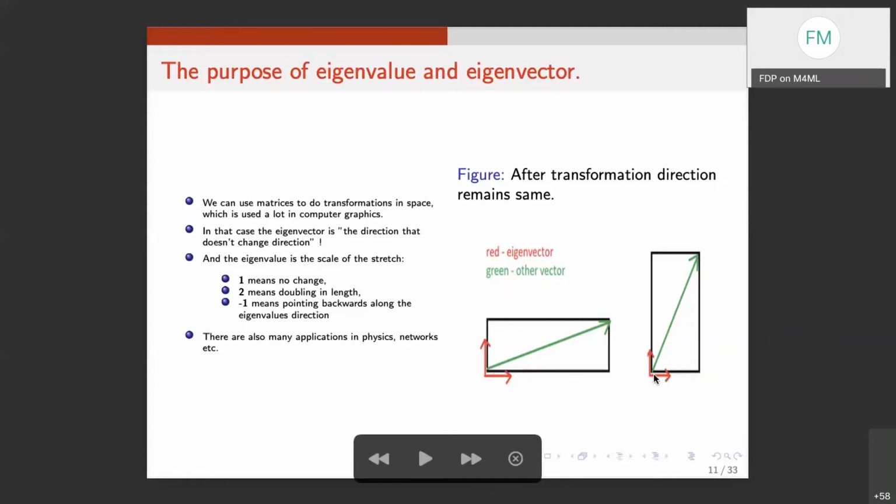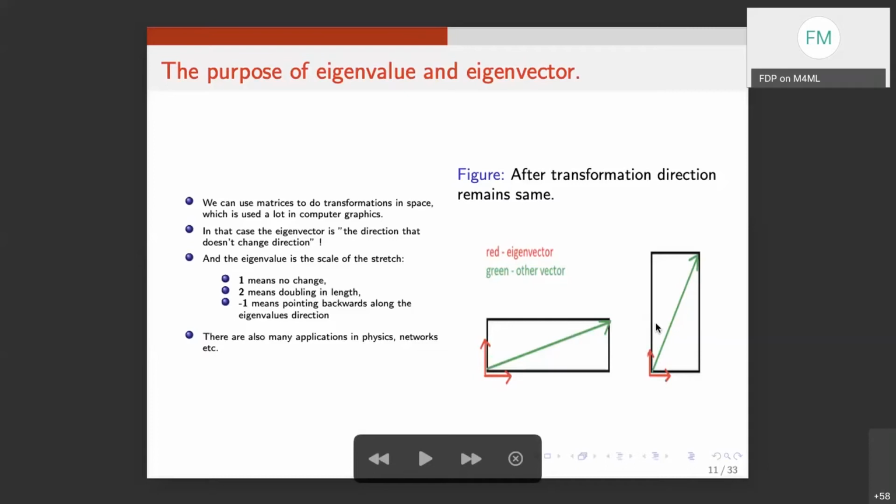Similarly, when we stretch this in a vertical direction, it means we are transforming from one space to another space, or trying to stretch the values, right? If you observe here, again this particular vector has changed its direction, whereas the vectors represented in red color do not change.